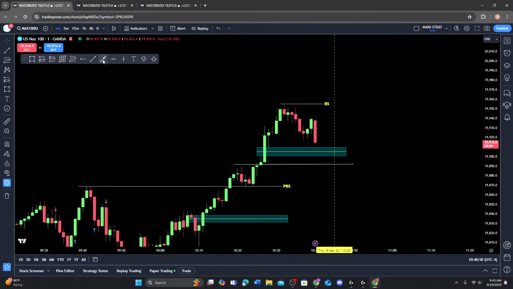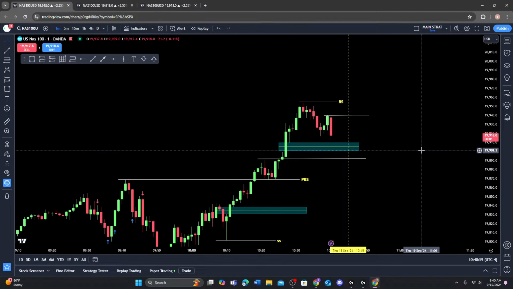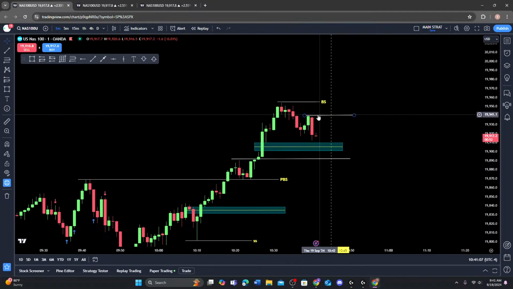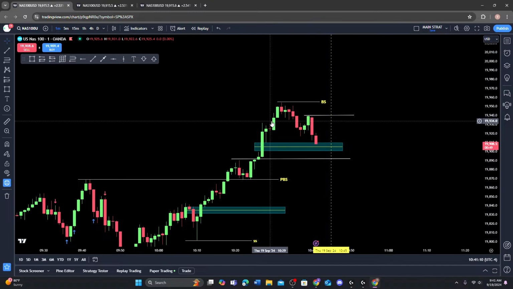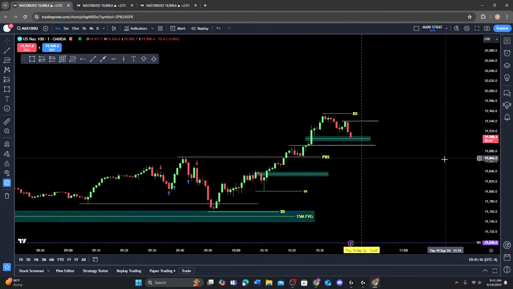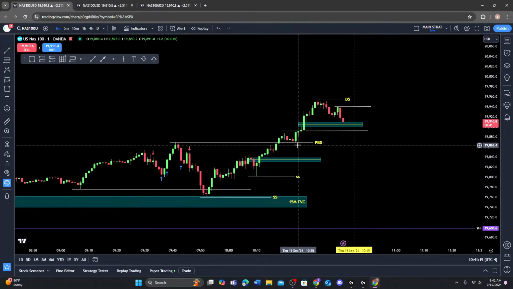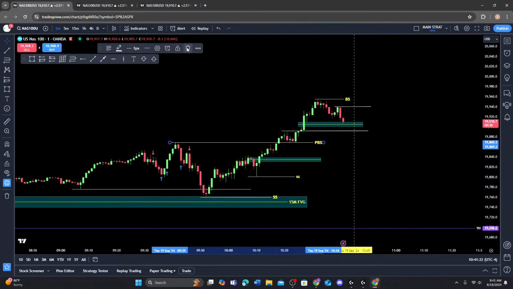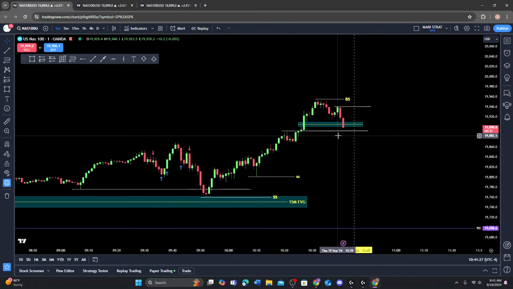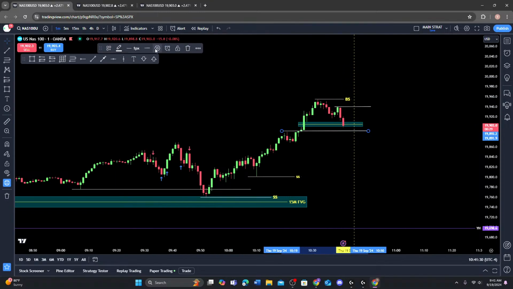All right, so we got the stops here. And then let's see, we got sell side. I don't want that anymore, actually. Let's clean up our chart a little bit.